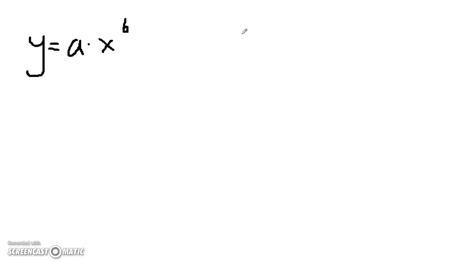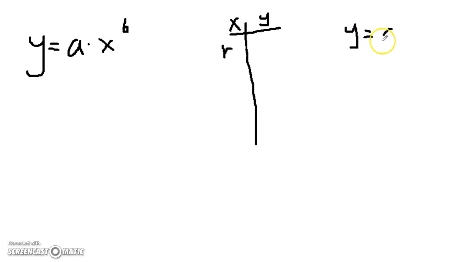So we're just going to use some variables here, and we're going to set up a table, x and y. And our first x value we're going to call r. And our y value we know, because it's in the power function form, is going to be y equals a times r to the b. And for simplicity, we're just going to call this s. So we'll put s there.